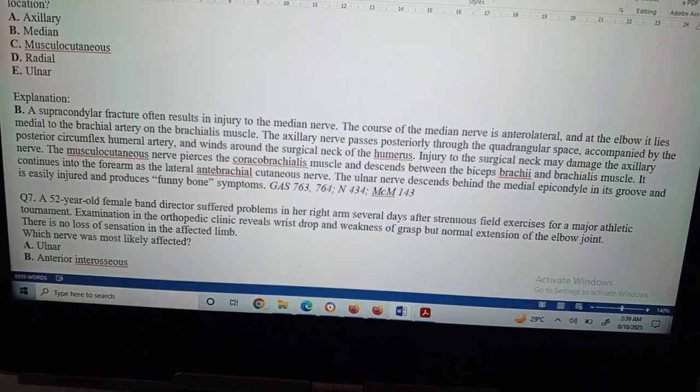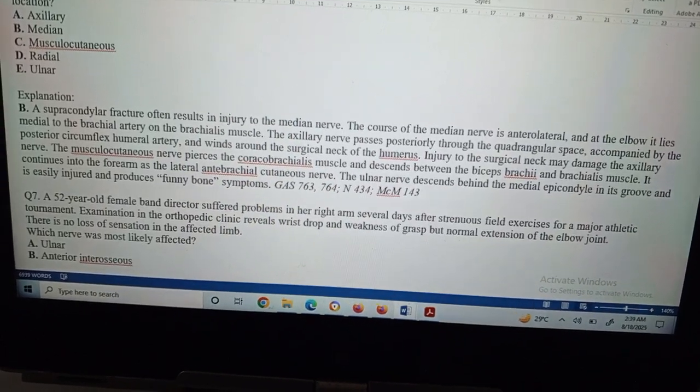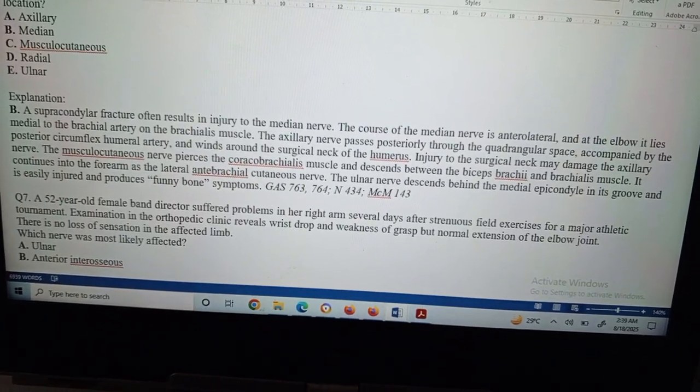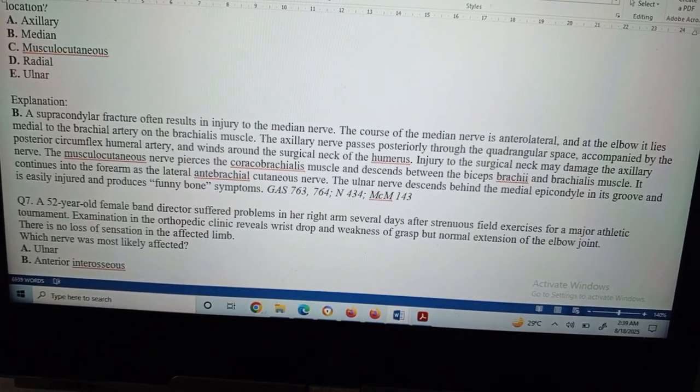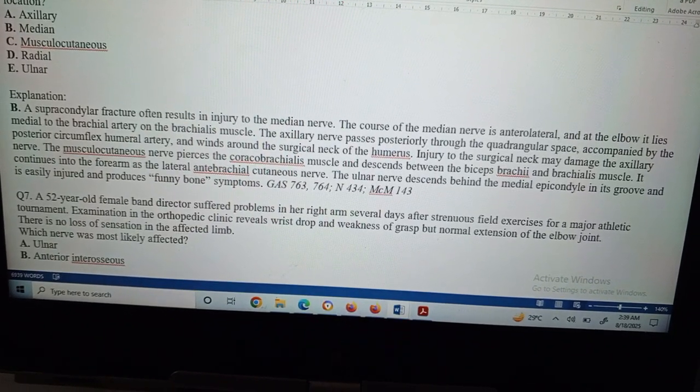Musculocutaneous nerve pierces the coracobrachialis muscle and descends between the biceps brachii and brachialis muscle. It continues into the forearm as the lateral antebrachial cutaneous nerve. Ulnar nerve descends behind the medial epicondyle, or you can say the funny bone, and produces funny bone symptoms.